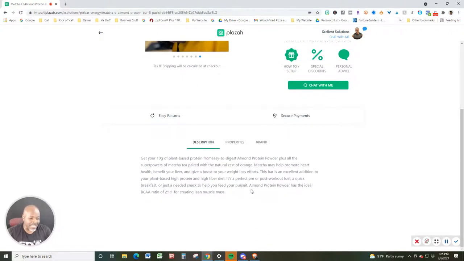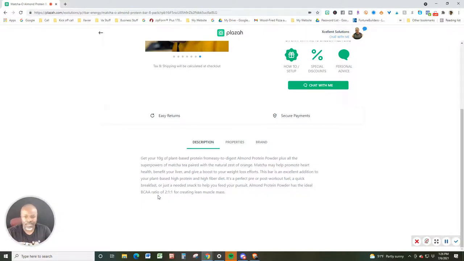So continuing on, almond protein powder is the ideal branch chain amino, let me say that 10 times fast, BCAA, which stands for branch chain amino acids. It has the proper ratio of 2:1:1 for creating lean muscle mass. So if you're into protein that doesn't bulk you up and make you soft, like I did with about 30 years' worth of whey protein, only to find out that it wasn't really in line with my blood type.